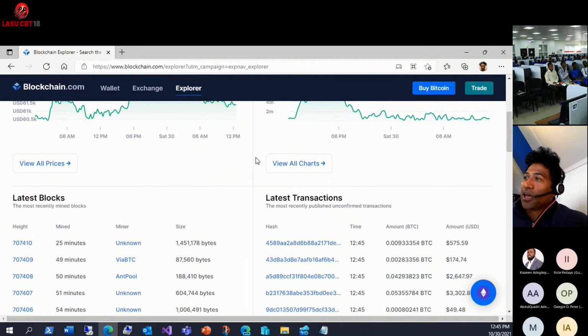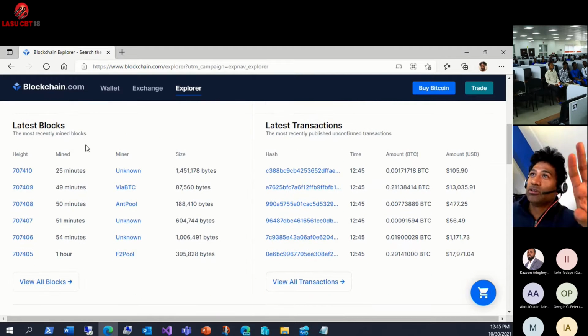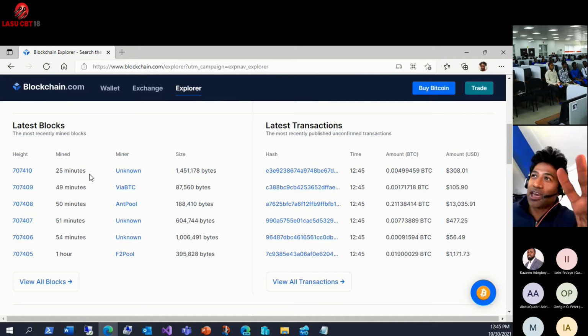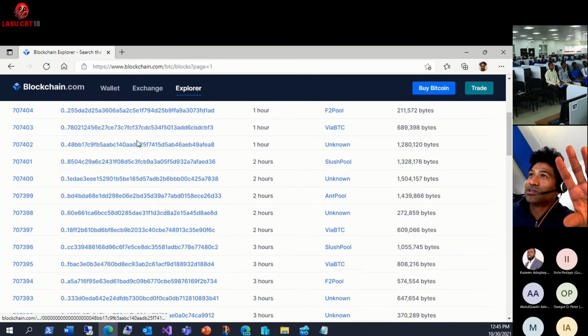So I've mentioned talking about blocks and transactions. From this page, you can go and have a look at the actual blocks that make up the blockchain when it comes to Bitcoin. So looking at the latest blocks, here I have the miner, the size, and we can go and view things like all the blocks.